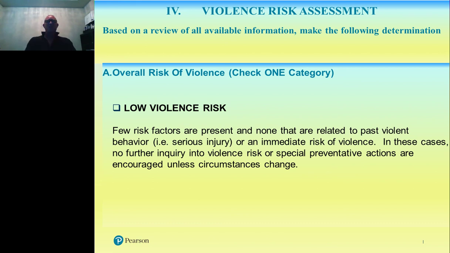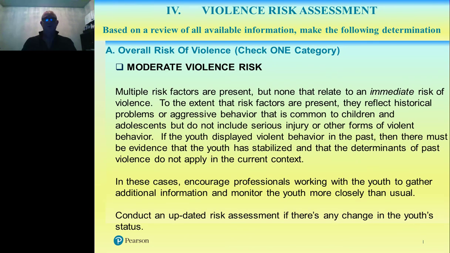And you may see the potential for risk. So low violence risk would be that there are few risk factors present and none that are related to past violent behavior, such as serious injury, or an immediate risk of violence. In these cases, no further inquiry into violence risk or special preventative actions are encouraged unless circumstances change. Okay. So we like that one. Hopefully that's the one we get a lot of.